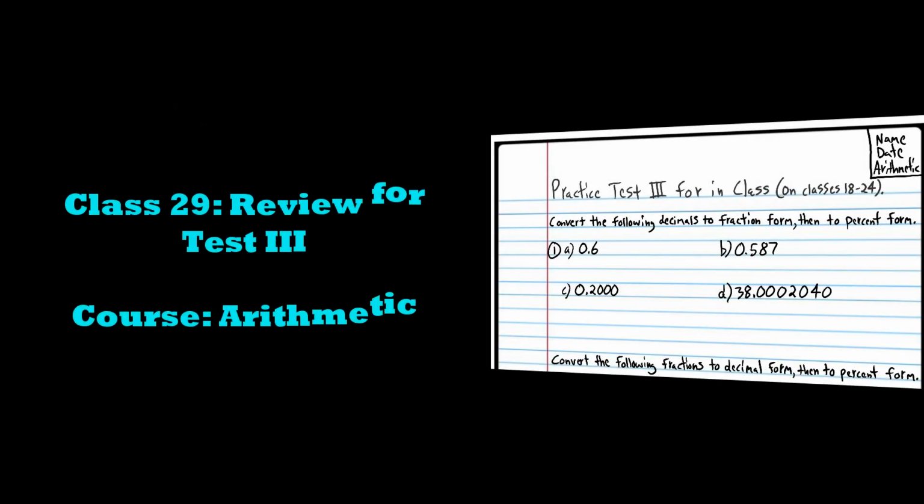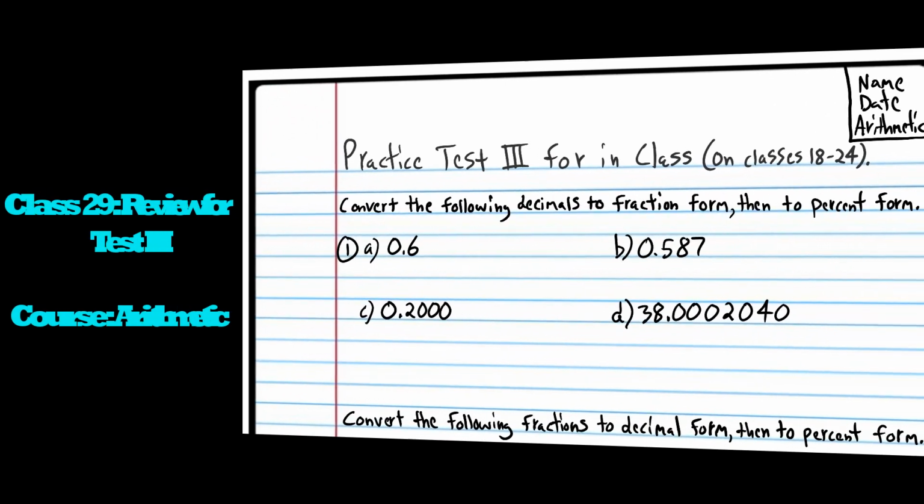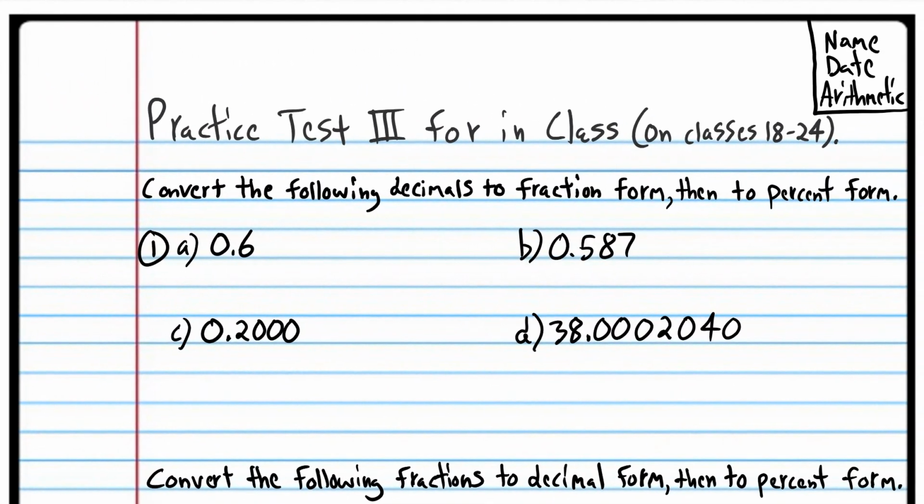This is class 29 of my arithmetic course. Today we're going to review for test number 3. Test number 3 is going to cover classes 18 through 24. I would have given this test sooner, but I accidentally covered too many classes before giving the third test. So again, this test is only going to cover classes 18 through 24.